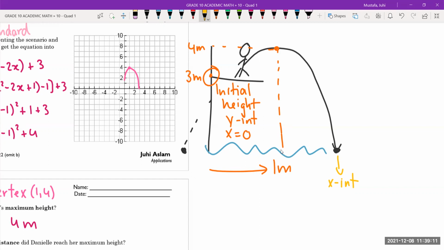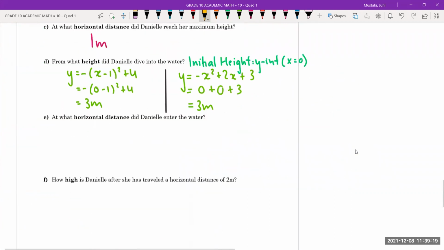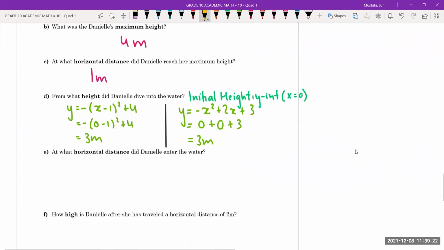So it takes her 1 meter to get to the maximum height. We're going to try to figure out at how many meters it takes for her to go into the water. Anyone want to take an educated guess of what that number might be? If the vertex was 1 meter and the vertex is right in the middle, actually, you know what? Pause that. Let's not do that. So let's look at the equation in standard form. y is equal to negative x squared plus 2x plus 3.